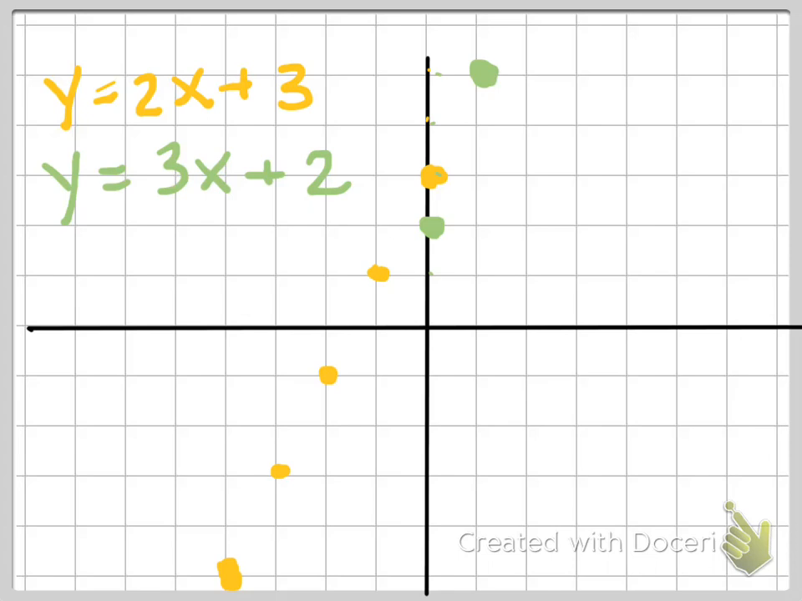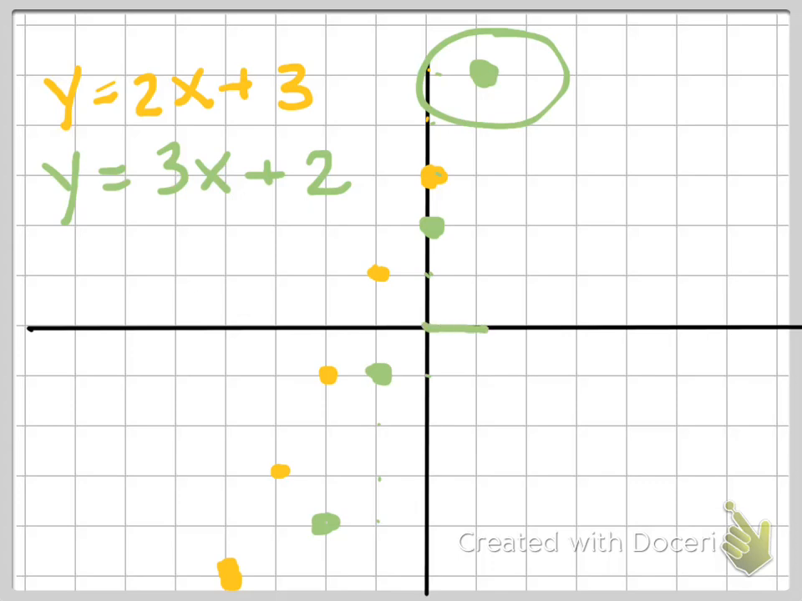Then, again, since I ran out of room, from my y-intercept right here, I'm going to count down 3, left 1, drop it off, down 3, left 1, drop it off. I can see the point where these two lines crossed was right up here. So that means my solution, the place where my lines cross, is whatever that coordinate is.